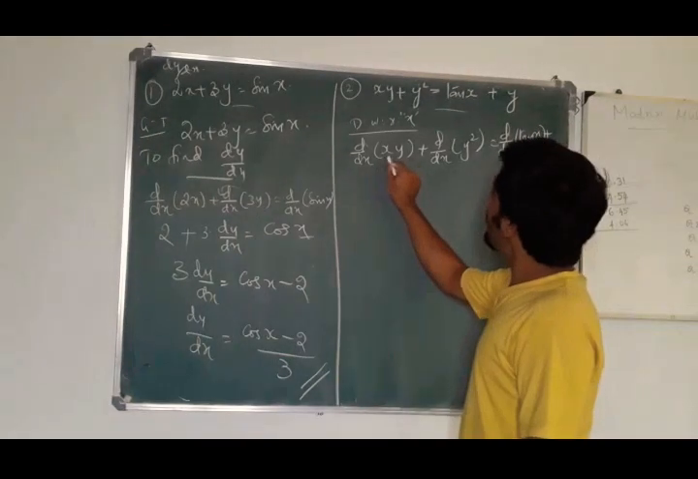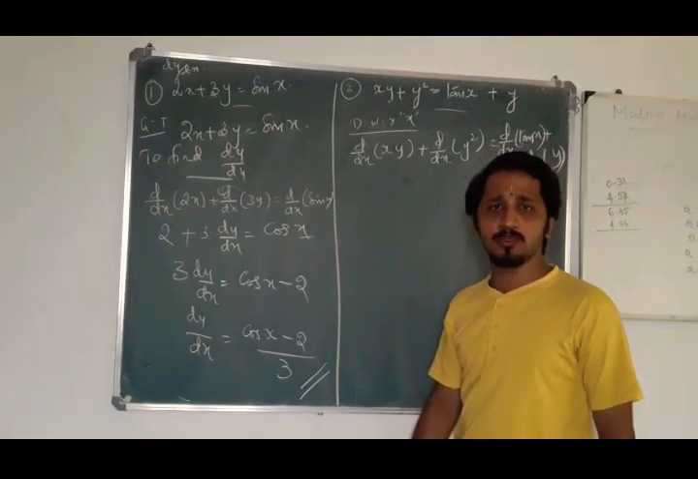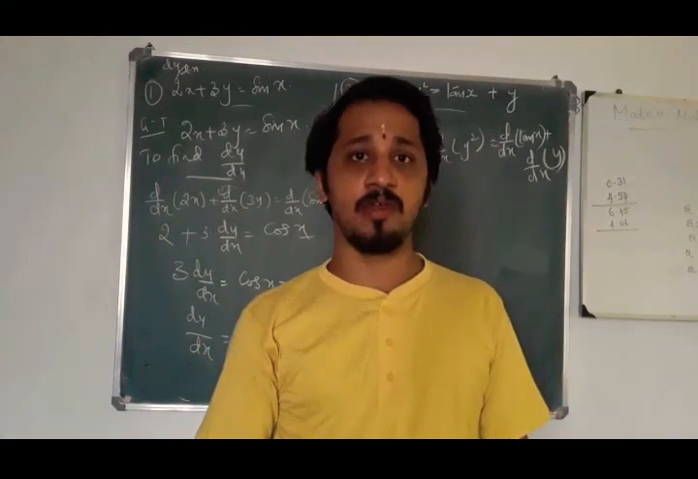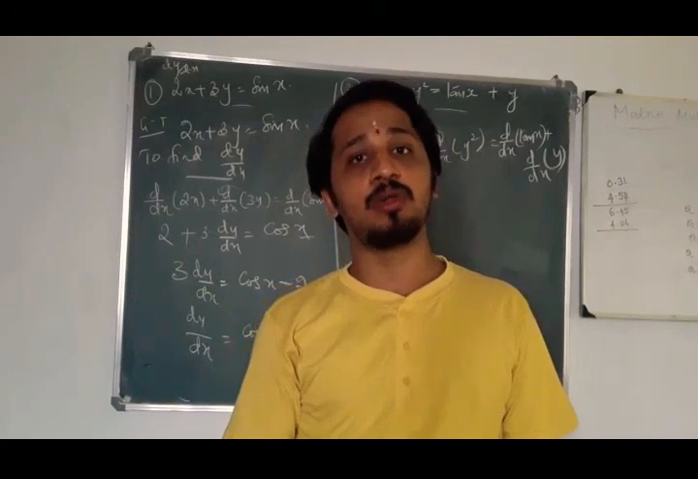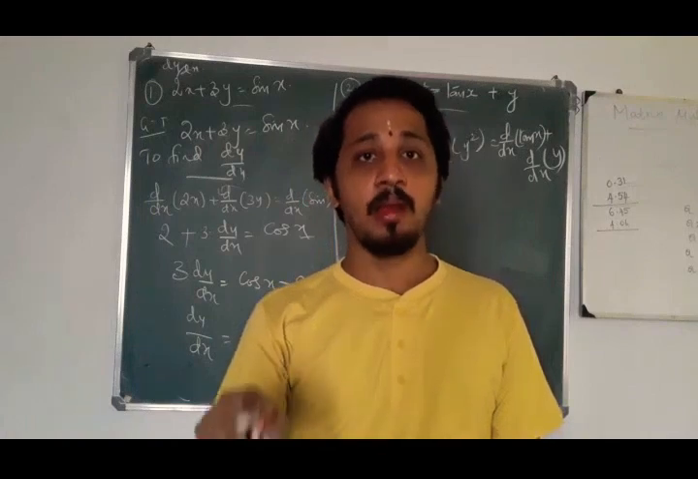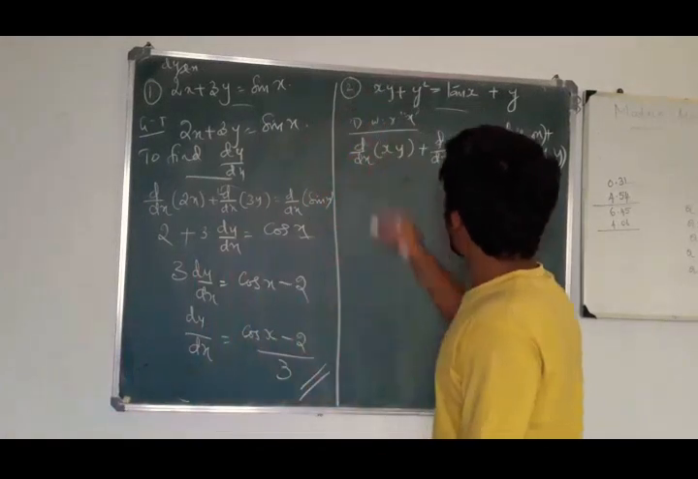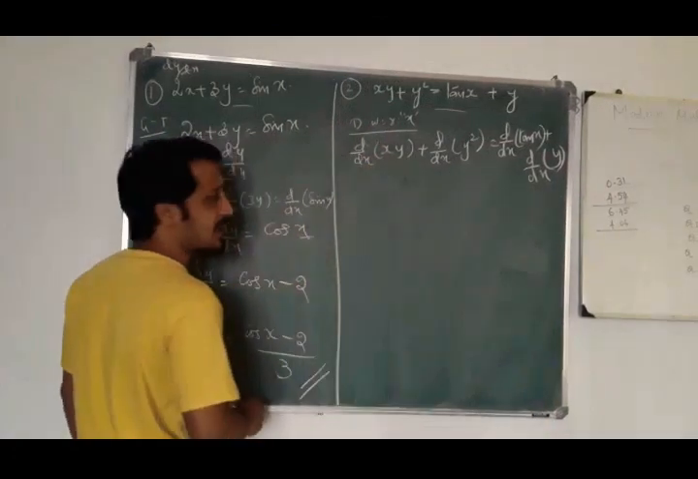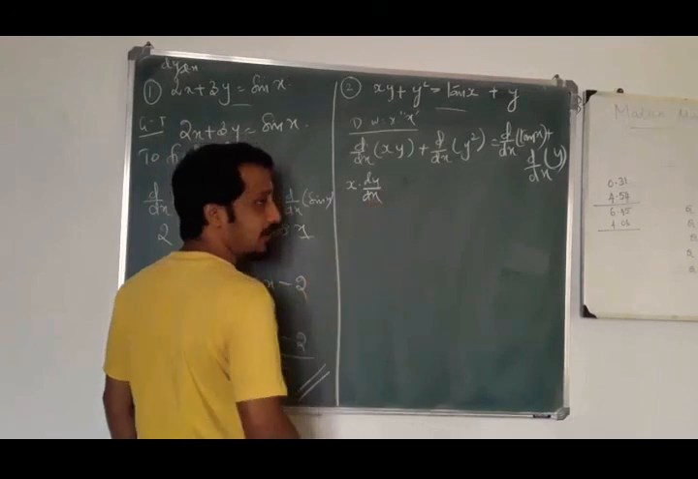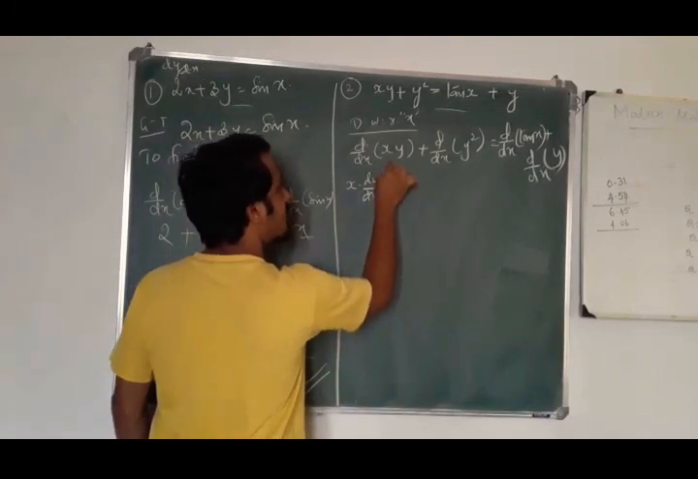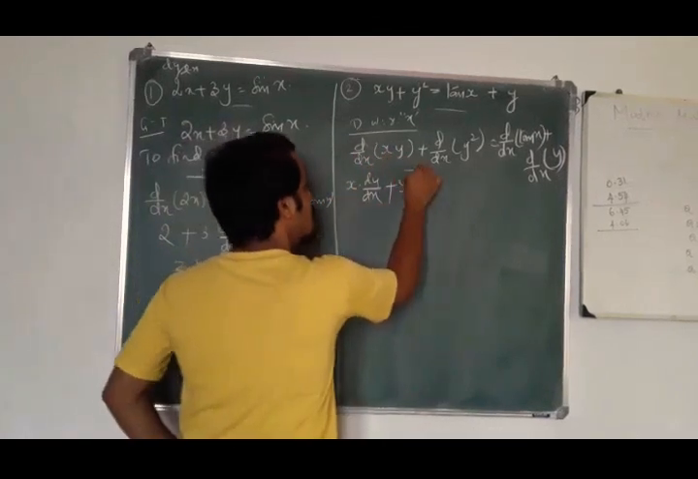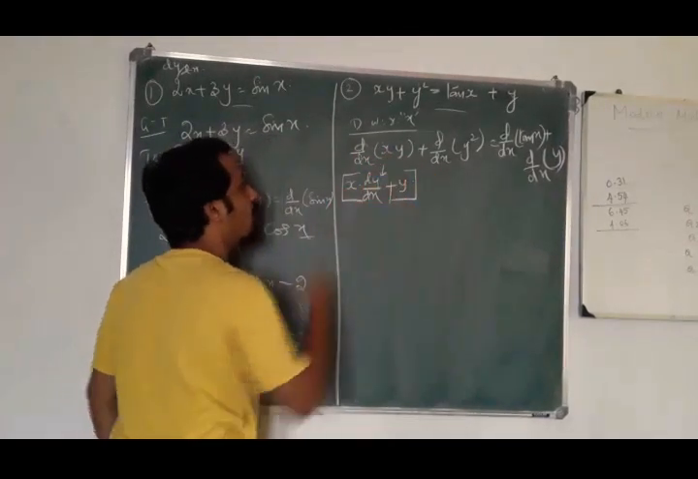Derivative of xy is nothing but the product rule. What is the product rule? f of x into g dash of x plus g of x into f dash of x. That means uv: u dash v plus v dash u. So similarly, derivative of xy means first function into the derivative of the second function plus second function into the derivative of the first function. Derivative of x is nothing but 1, y into 1 is y. So this is the derivative of xy.